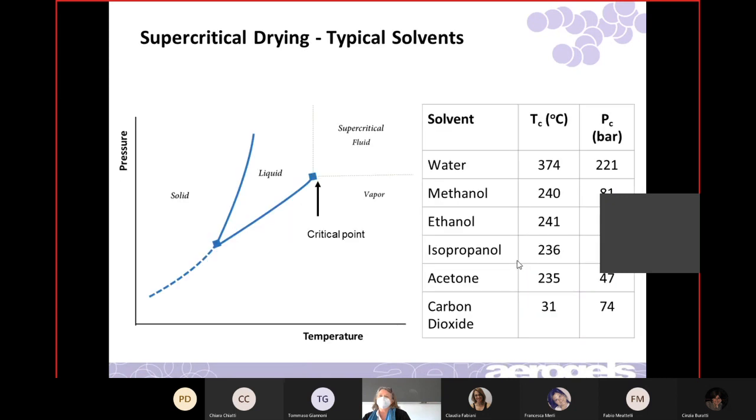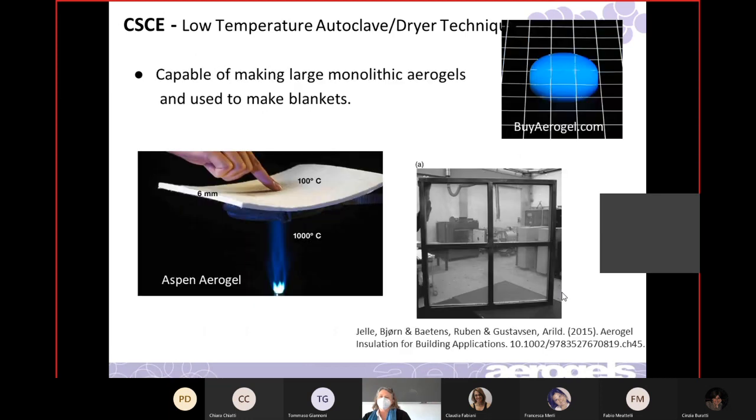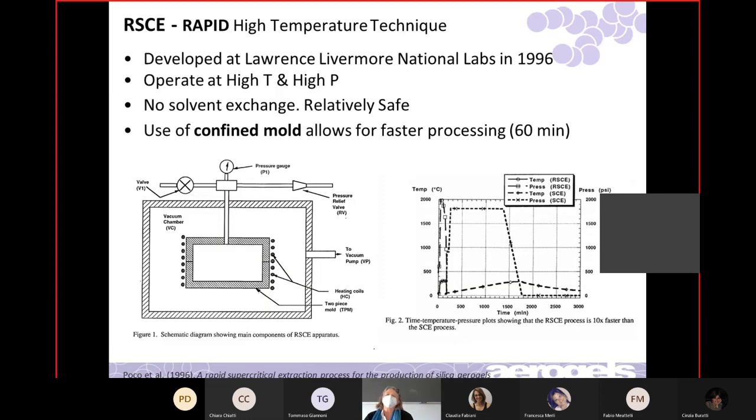Okay, which brings us to the rapid methods. RSCE is a rapid high temperature technique. And this one was developed at Lawrence Livermore National Labs in California in 1996. And this operates at high temperature. It's a high temperature method.